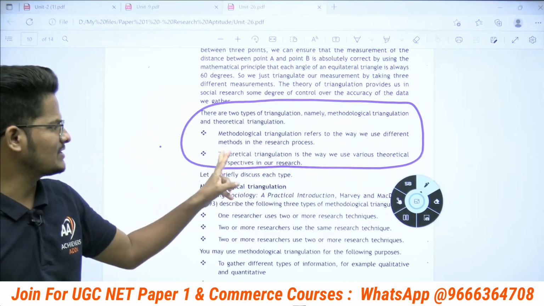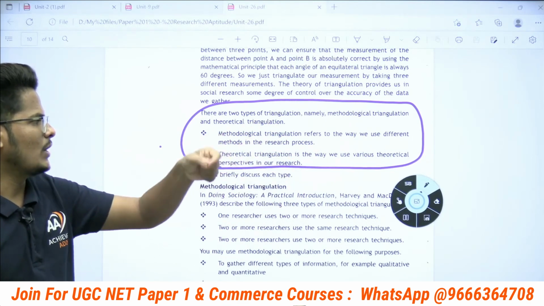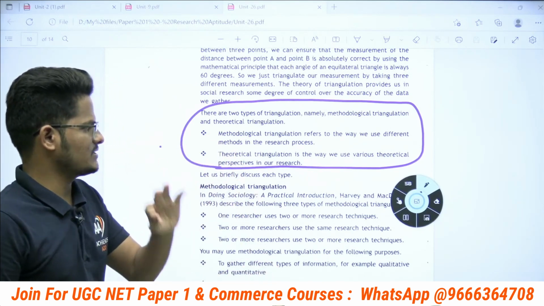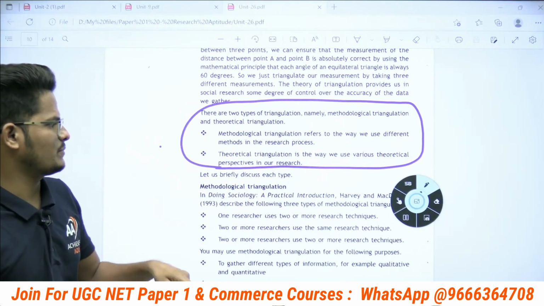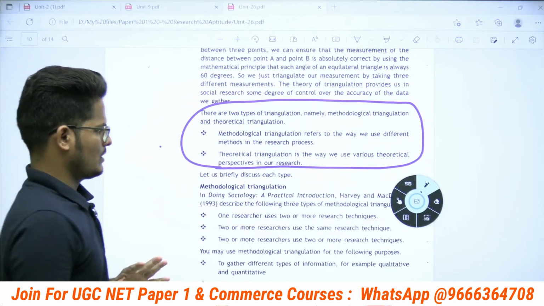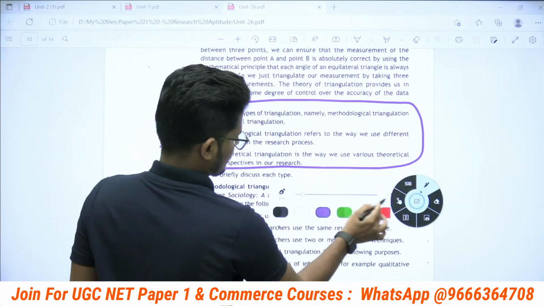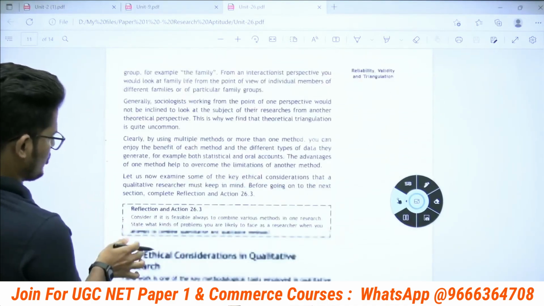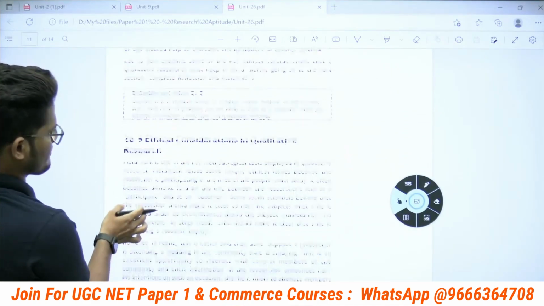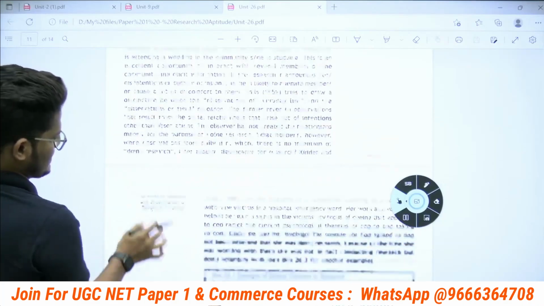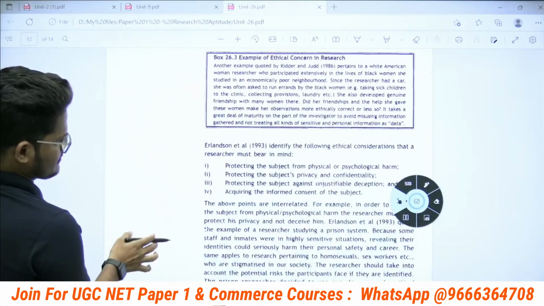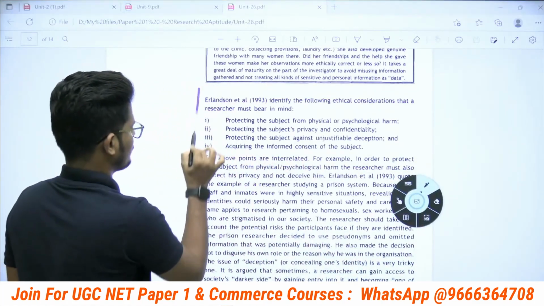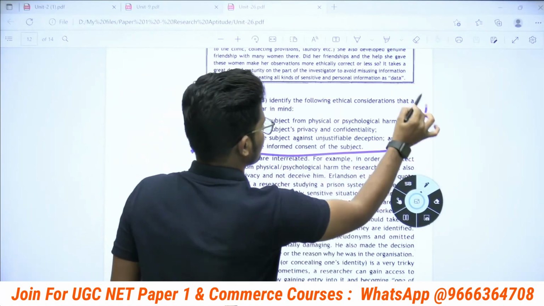Look at this statement. Methodological triangulation refers to using different methods in a research process. Theoretical triangulation is the way that we use various theoretical perspectives in research. Now apart from this, I can also show you that ethical considerations are the threats. This is what is given, straight three statements. These four statements are written in one of the questions of 2021.